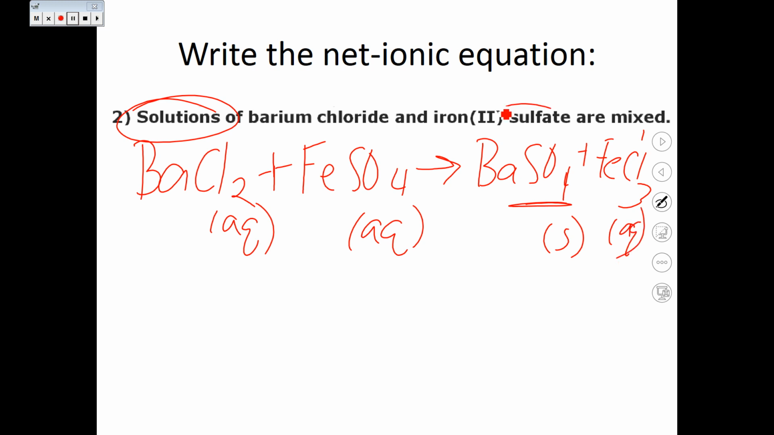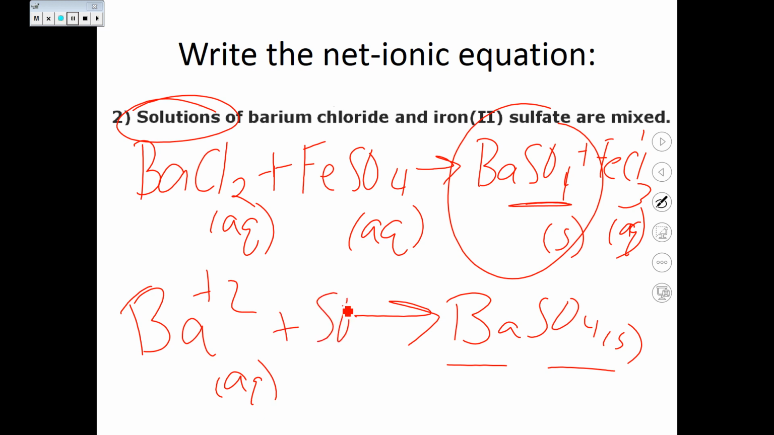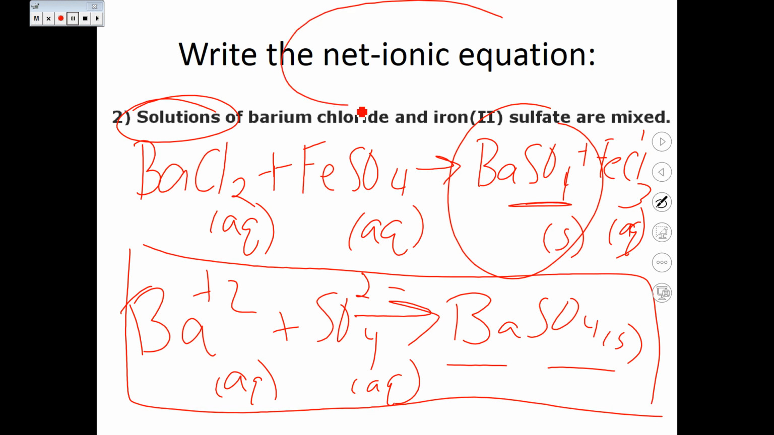So then you take your precipitate, you write it as BaSO4 solid, and then the 2 ions that go into making it are Ba2+ and SO4 2- (aq). Now, for some reason, people don't do these ionic equations correctly. The word ionic means you're going to have ions. Look, those are your ions that you're going to write, and you're going to show how those ions go to form the precipitate in your equation.